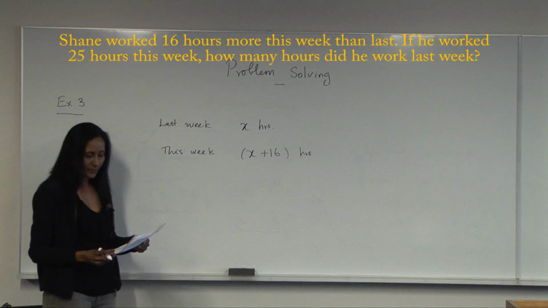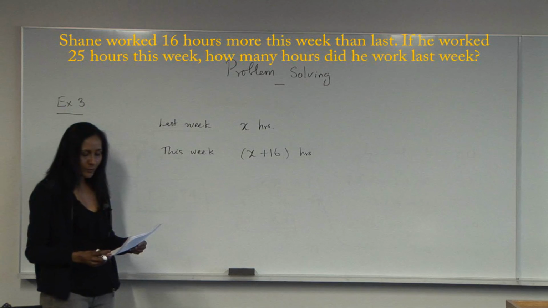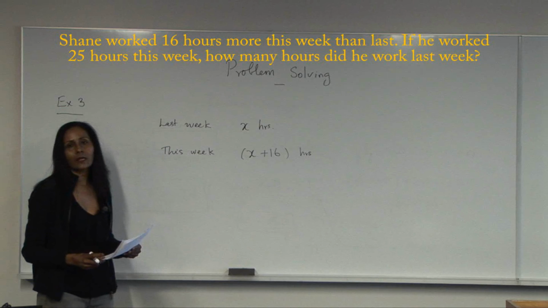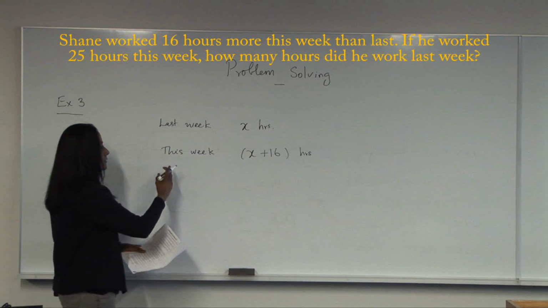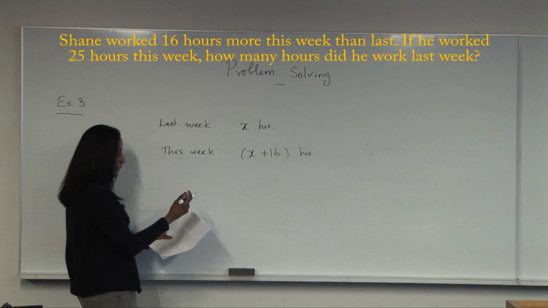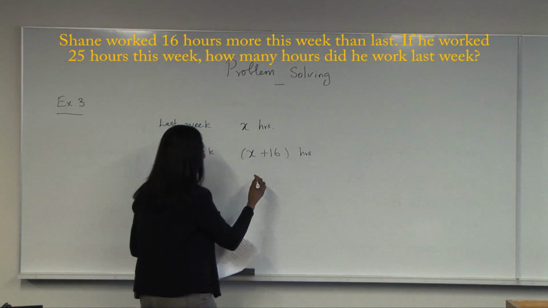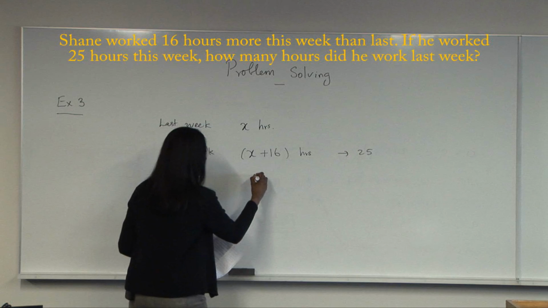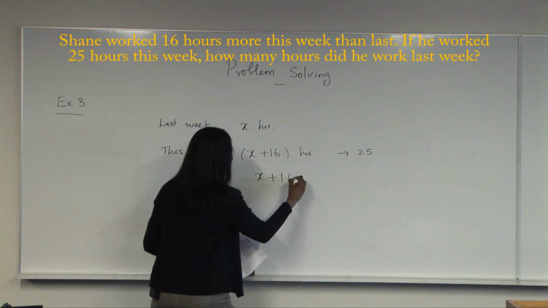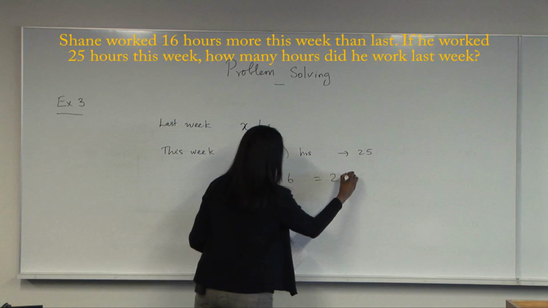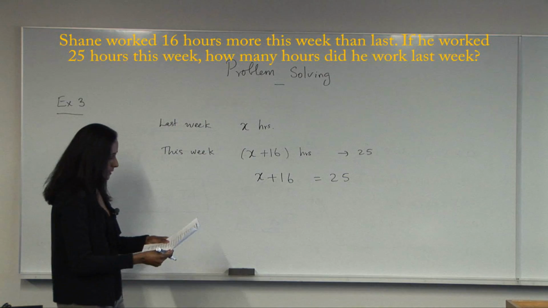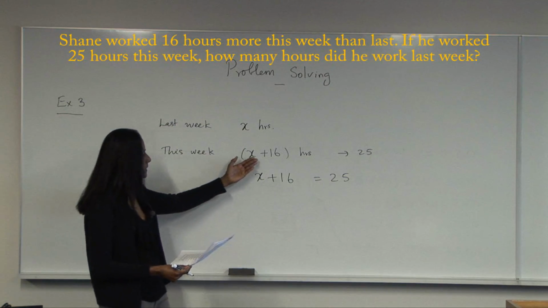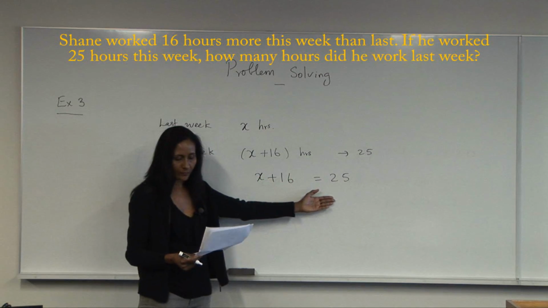And then it's given. If he worked 25 hours this week, how many hours did he work last week? So if he worked 25 hours this week, that means this is given as 25. So that means X plus 16 is equal to 25. Correct? He worked 25 hours this week.